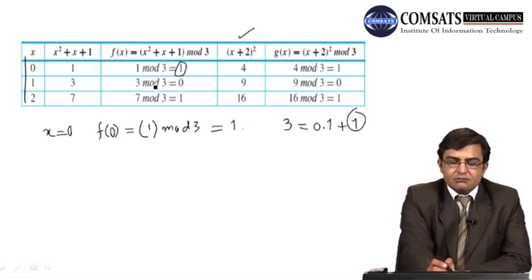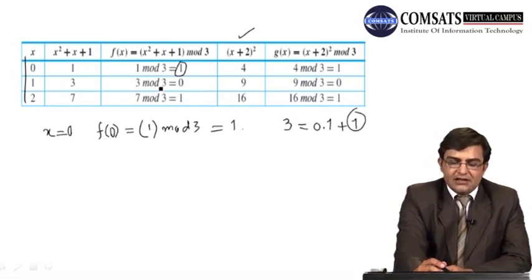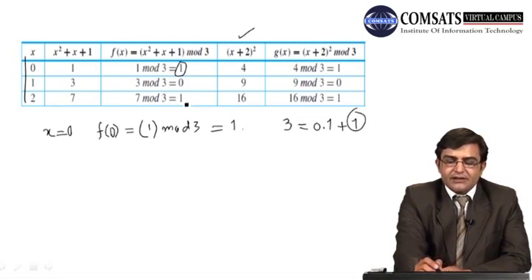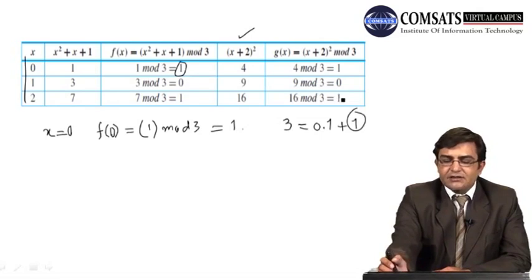Similarly, we can calculate 3 mod 3, which is 0, because when we divide 3 by 3, the remainder is 0, because it is a mod function. You know what the mod function is; we have studied it in relations. The next is 7 mod 3. When we divide 7 by 3, the remainder is 1, because 3 twos are 6, and 7 minus 6 is 1. Similarly, 4 mod 3 is 1, because when 4 is divided by 3, the remainder is 1. When 9 is divided by 3, the remainder is 0. When 16 is divided by 3, the remainder is 1, because 3 fives are 15, and 16 minus 15 is 1.